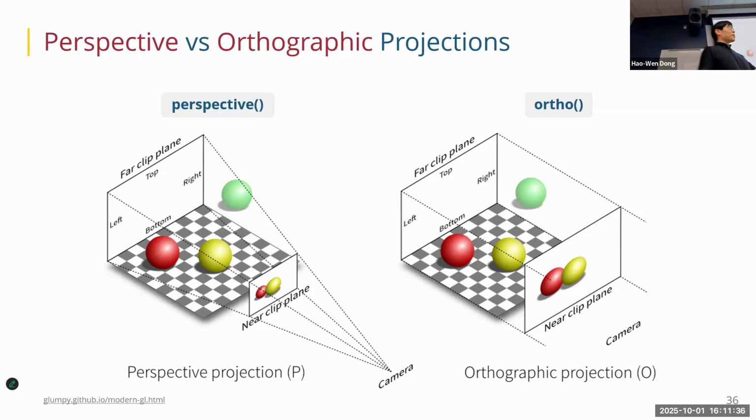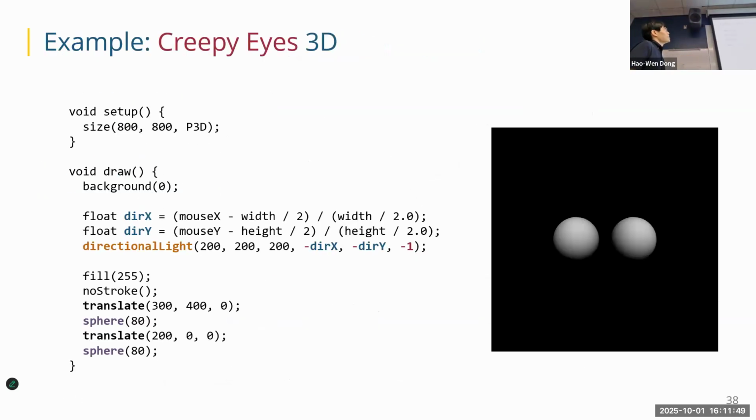So, rather than moving this object around and staying at the same place, you can also change the camera view. That's also possible in processing. And all about the lights and material.